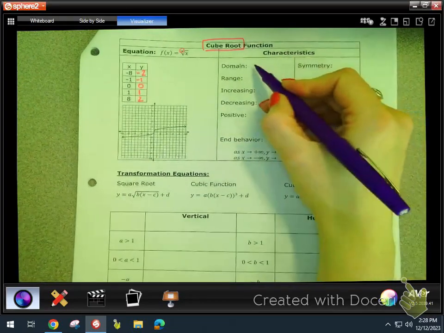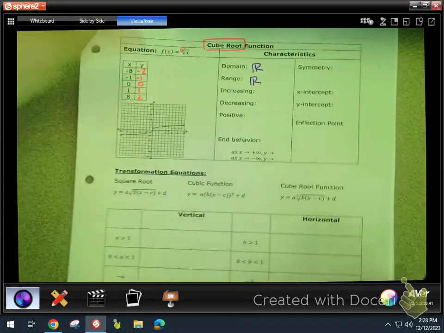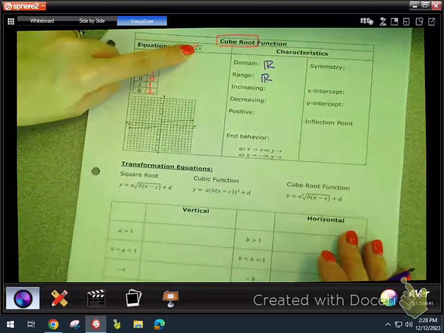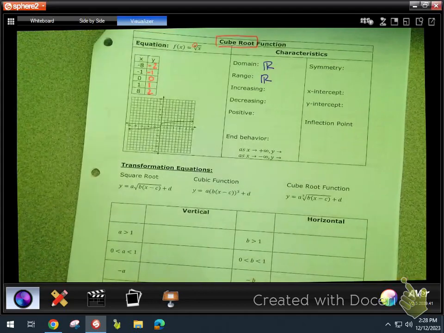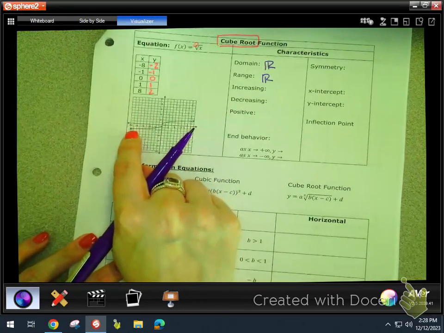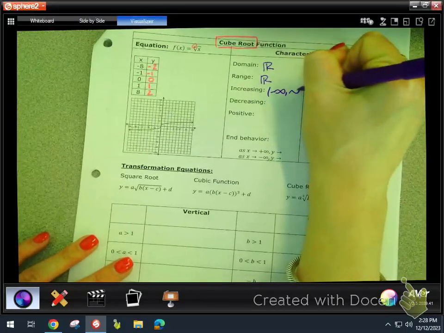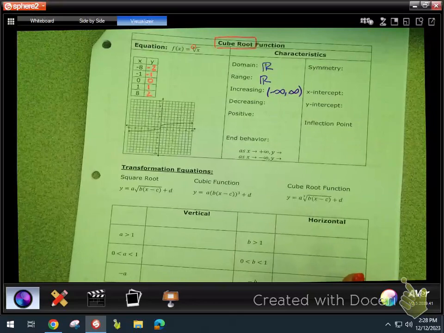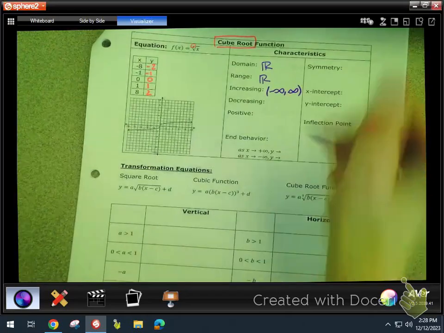What's nice about these is your domain and range are both going to be all reals because, again, this is an odd root. 3 is an odd number, which means there are numbers that you can take those roots of and end up with negatives. Square roots, fourth roots, sixth roots, you can't take negatives on those because those are even. But odds are okay. This graph, as you go left to right, is always increasing as well. So we would say negative infinity to positive infinity. It's a much slower increase than the x to the third is, but it is gradually inching up.